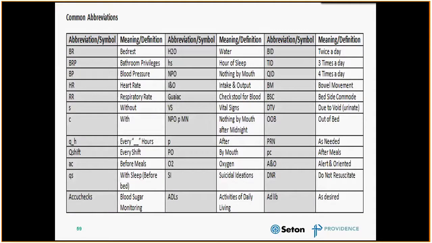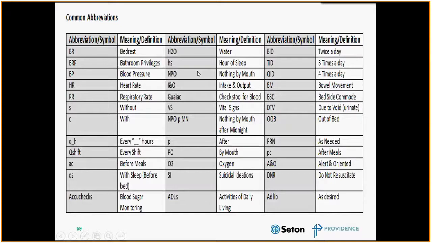Here's some additional information. So we have common abbreviations. These are not all, but these are some common ones that you may see when you're on the unit. BR is bed rest. BRP is bathroom privileges. If you ever see a Q, say Q 4 hours, that means every 4 hours. If it's Q shift, that means every shift. If you hear AccuChecks, that means the patient's blood sugar is being checked. So if you hear AccuCheck ACHS, that means blood sugar before meals and at bedtime.